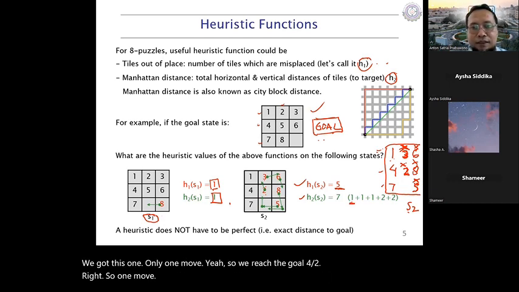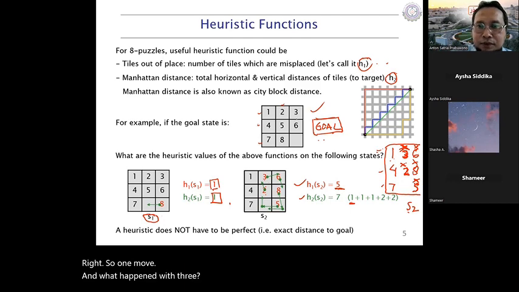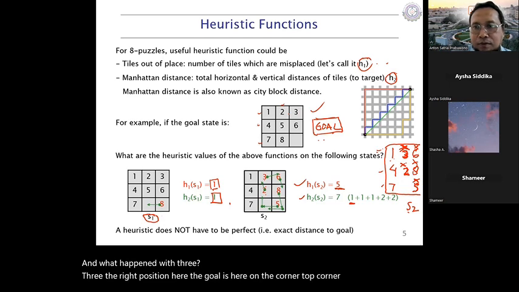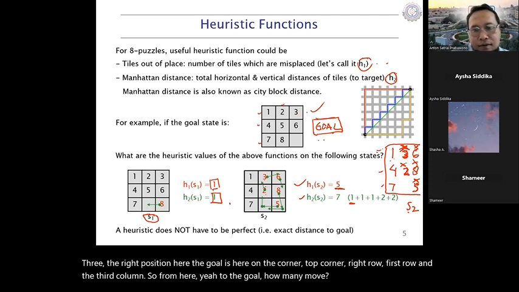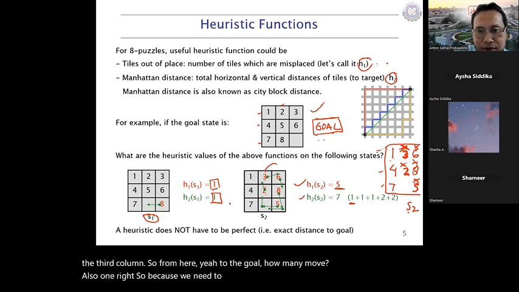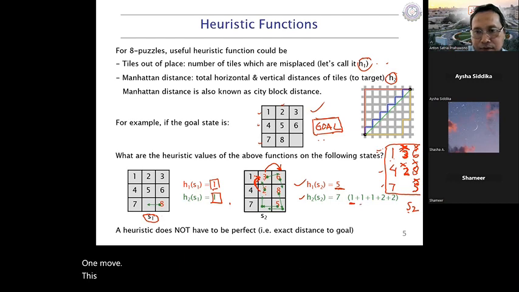And what happened with 3? The goal for 3 is here in the top corner, the first row and the third column. So from here to the goal, how many moves? Also one, because we need to move from here to here. This one is also one move.